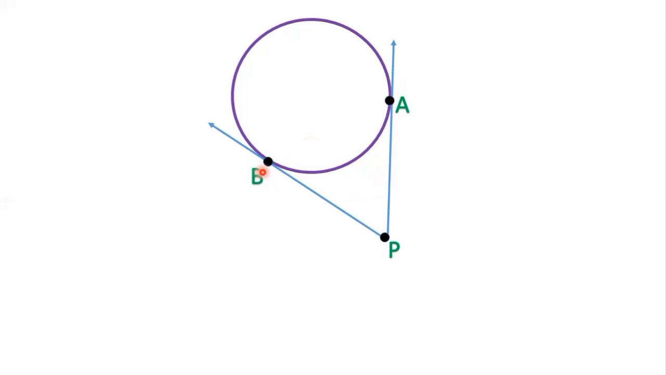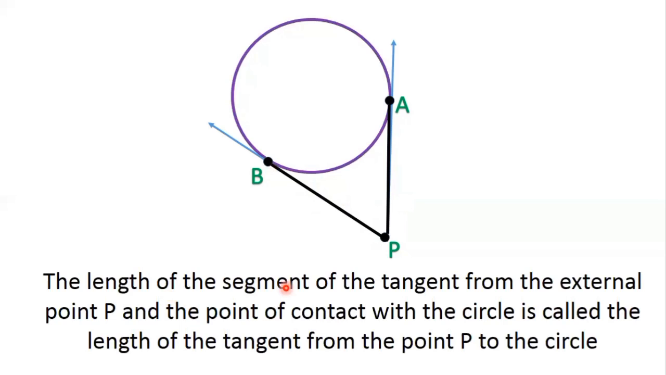Now observe the line segment from P to the point of contact, that is PA, and here PB. Observe the lengths PA and PB. These lengths are called the length of the tangent.